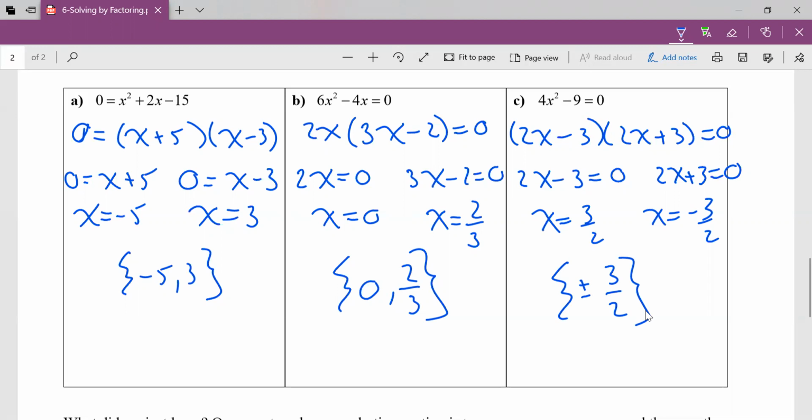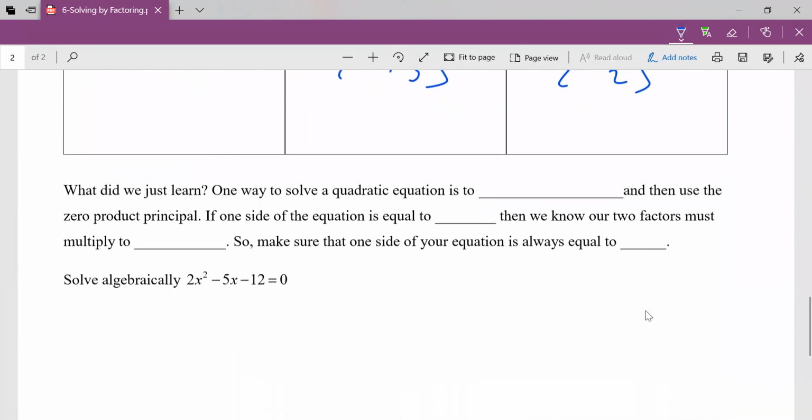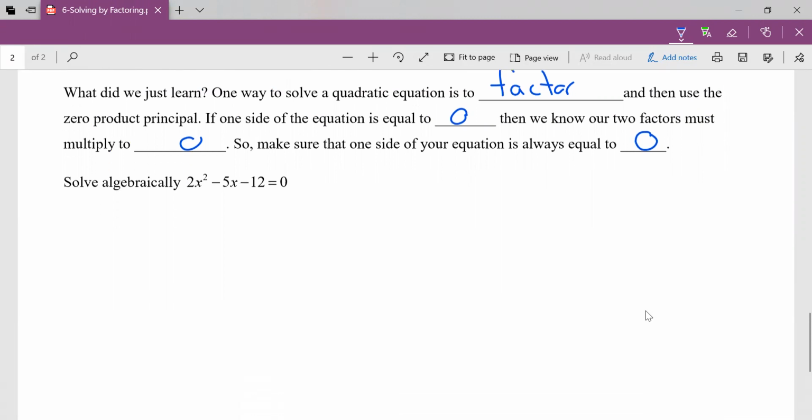It's not that difficult. What we're using is actually something called the zero product property, where if something's equal to 0, we can solve really, really easily. So one way to solve a quadratic equation is to factor and then use the zero product property, where you set one side equal to 0, then we know the two factors must equal 0. If you're doing this by factoring, you better make sure one side of your equation is always equal to 0. That's it, my friends. Let's do one more.